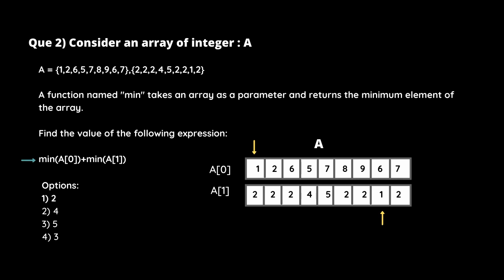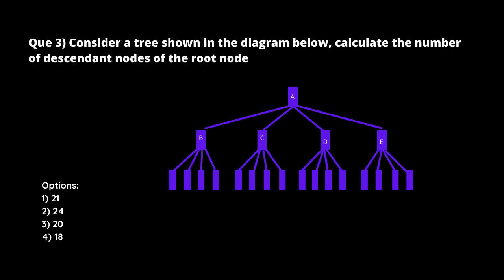So the minimum value from A of 0 is 1. Now similarly, when the function min A of 1 is called, it will also return the minimum value from the A of 1 array, which is 1. So the expression will become 1 plus 1, which is 2. So the value of the following expression will be 2. That is why our output is 2. Now let's move to the third question.